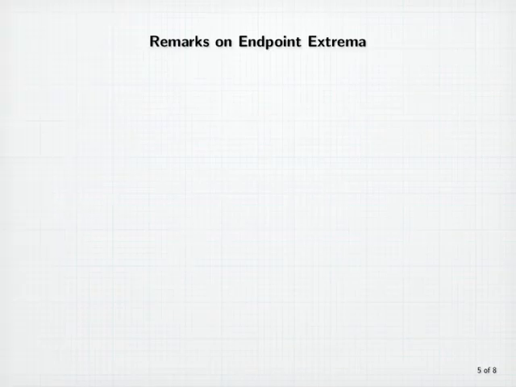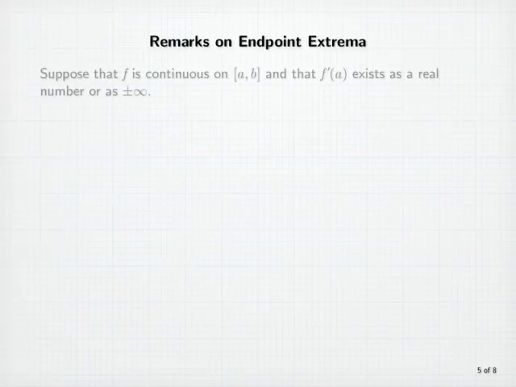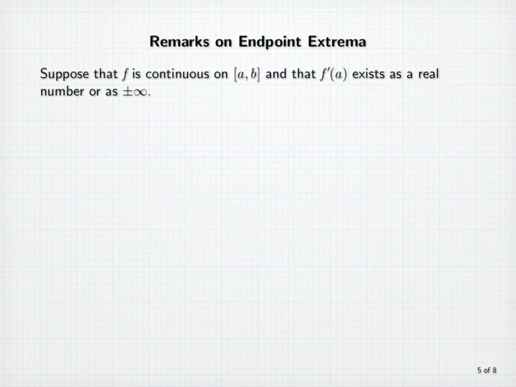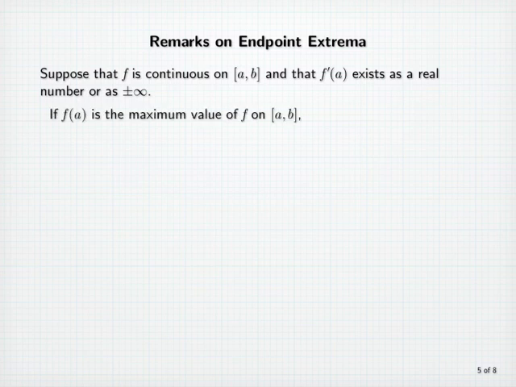Some remarks on endpoint extrema. Suppose that f is continuous on the closed interval [a, b], and that f′(a) exists as a real number or as minus infinity or plus infinity. If f(a) is the maximum value of f on [a, b], then f′(a) is less than or equal to 0, or else f′(a) equals minus infinity.